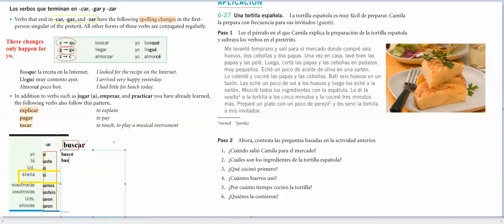And then I would keep my busc and add my aste, and keep my busc and add my ó, and keep my busc and add my ó, and still keep and add my amos, keep my busc and add my asteis, keep my busc and add aron, and aron.